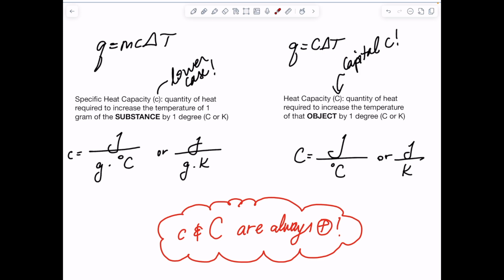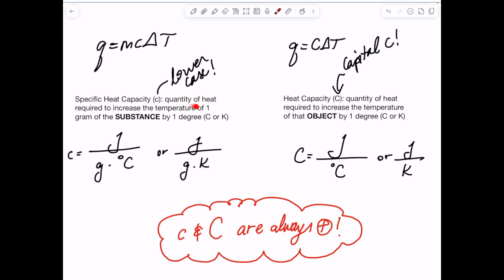Another big indicator here is the definition of this C versus this C. You might confuse the C in Q equals mc delta T versus this C here in Q equals C delta T. And they are in fact different. This is lowercase and this is capitalized for a reason. And so I want us to first start with this one. This is called the specific heat capacity, the lowercase c.